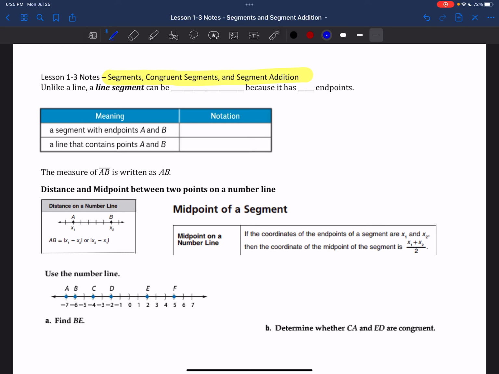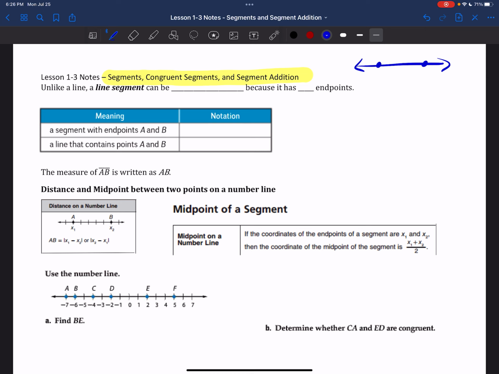Let's go ahead and talk about segments, congruent segments, and segment addition. One thing I need to remind you is what really is a line. Remember, a line has two arrows on both ends, and they extend to infinity. That's what a line is. If I want to take part of that line, what do you have now? You have what we call a line segment.